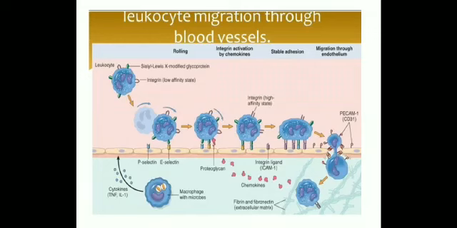This is the leukocyte migration through the vessel wall. You can see migration followed by rolling, and then integrin activation by the chemokines. Once the integrins are activated by chemokines, there is a process of stabilization, and finally they migrate through the endothelium. So this was the first step, known as migration.